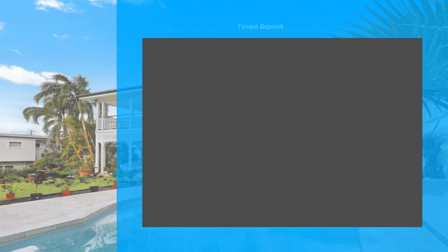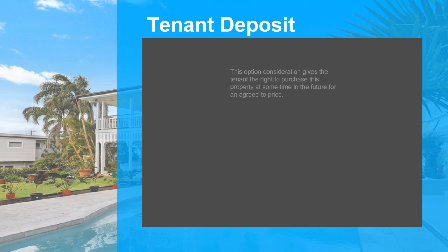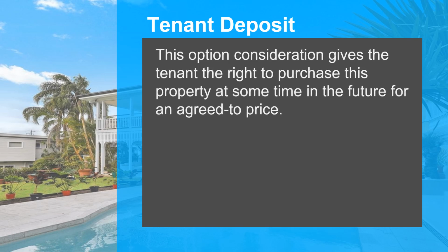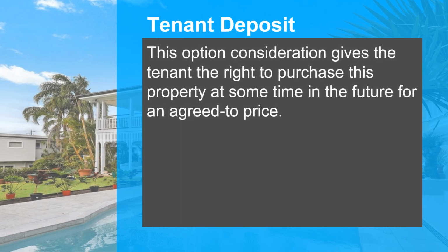The first tenant financial item that you need to be concerned with is the deposit. The deposit, or the option consideration as it's sometimes referred to, is the amount of money that the tenant will put down to be able to move into a particular property. The option consideration gives the tenant the right to purchase the property at some time in the future at an agreed upon price.